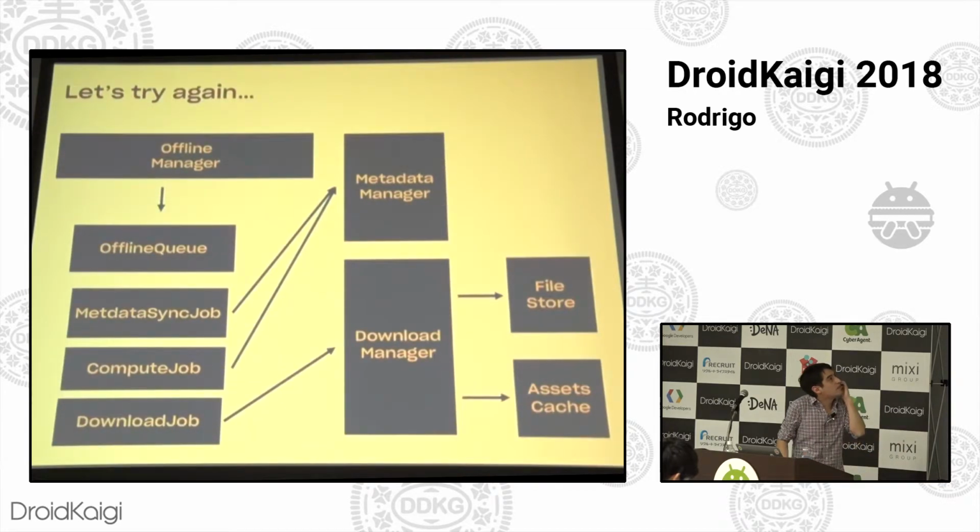Okay, let's try again. So now we have an offline file manager. We extract out this functionality, right? Now we have an offline queue, which is a priority queue. Now we have different classes for the different jobs: the metadata sync job, compute job, download job. And as you can see, it also helped, right? Because it decoupled the offline files manager from the metadata manager. Now, the only dependencies are from the actual jobs, not from the entire offline files manager. So it was good, right? It was a nice decoupled design. So that's a little bit better, yeah.